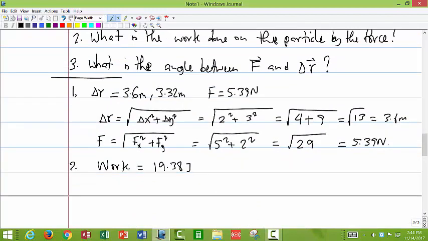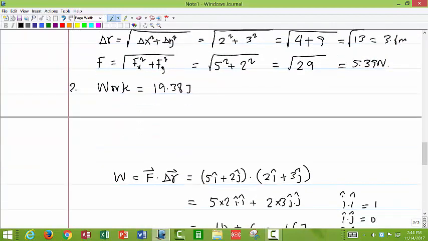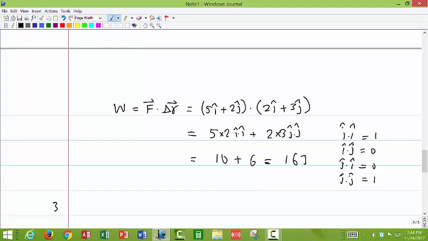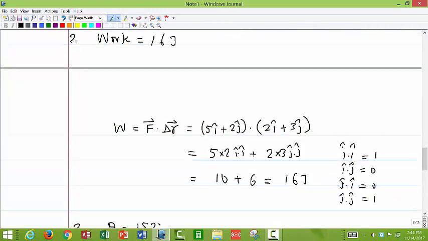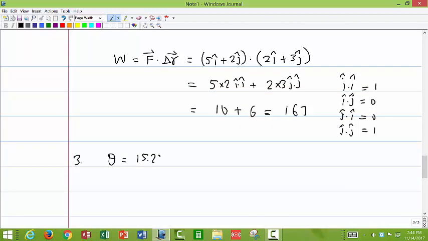So number 3, what is the angle between F and delta R? So for part 3, we have 15.2. Let me cross this out first before we go on. So let me just correct that. The work is 16. Okay, so we have angle 15.2.